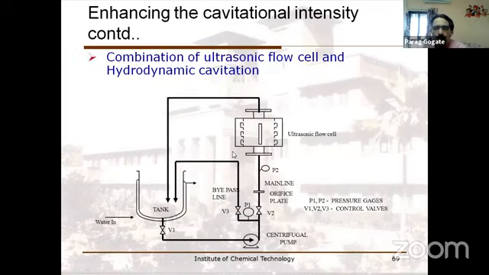I can think of combining hydrodynamic cavitation with ultrasonic flow cell. So that is an advantage which I'm looking at. Because when you generate cavities using hydrodynamic cavitation, and if you collapse it under the influence of ultrasound, then the intensity of collapse is significantly higher. And that's the key advantage.